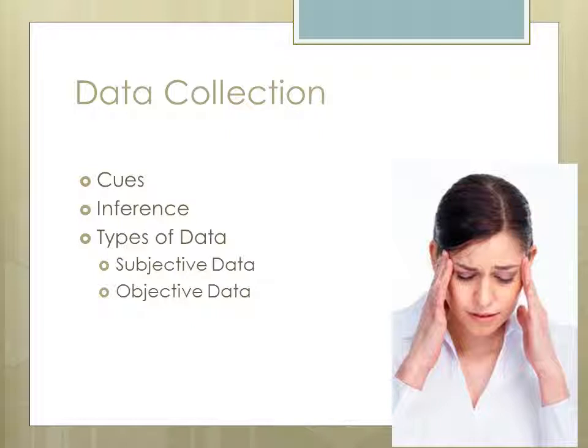Look for cues. Cues are information that's obtained through the senses. In other words, again, how is the patient acting, looking, talking, walking, etc. Inference is judgment or interpretation of the cues. Subjective data is what the client says, and objective data is what is observed or measured. And again, the client is going to be your best source of information.